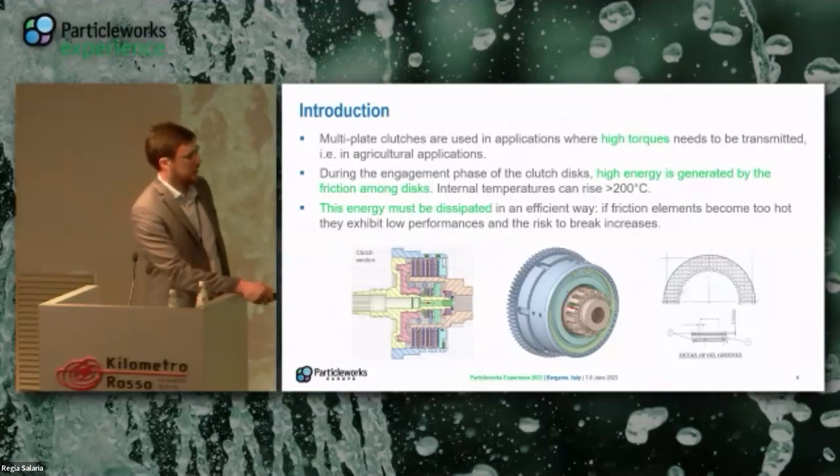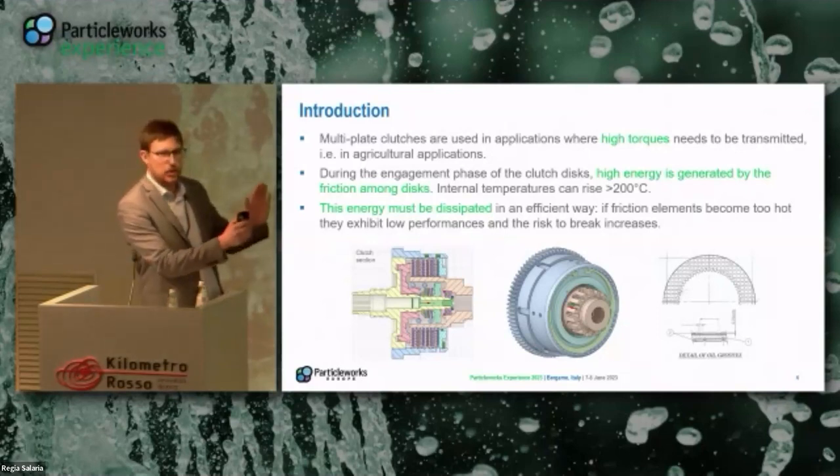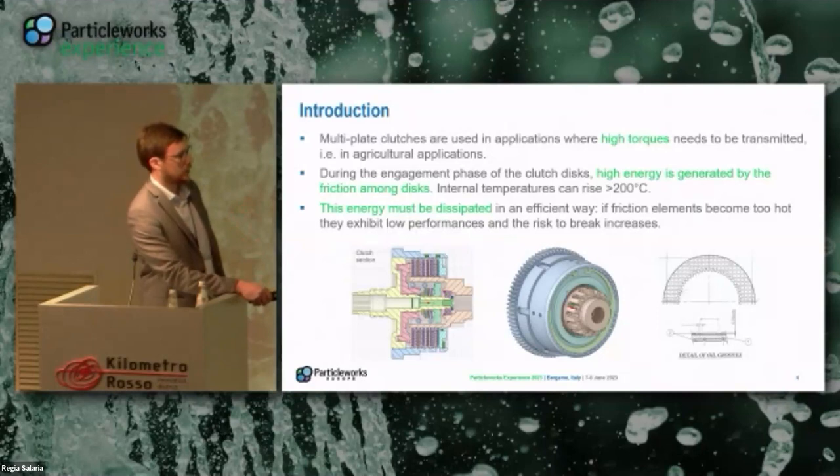So here you can see a section of the clutch that we will study. It's an 8-plate clutch. And on the right side, you can see a detail of the disc. So you can see the grooves on the disc. And when the plates of the clutch are all engaged, the oil that flows on the disc will only be able to pass through these small channels, these small grooves.